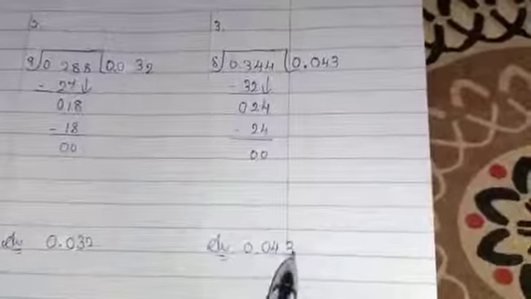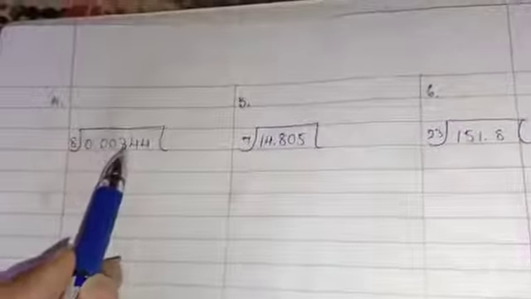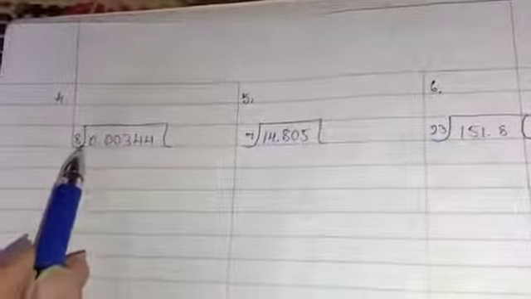Now my answer is 0.043. Okay, and if you multiply also 0.043, you will get the same answer, that is 0.344. Now number 4 is that 0.00344 should be divided by 8.